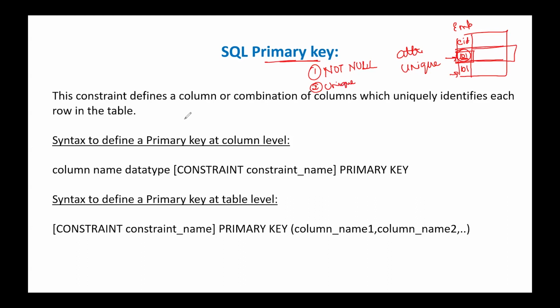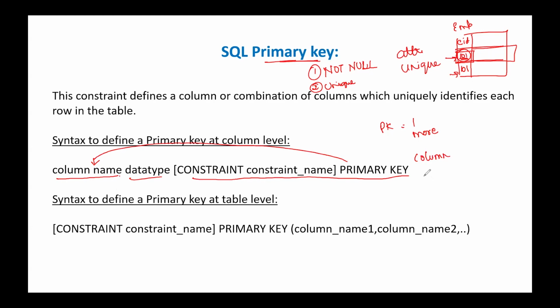These are the two main conditions whenever we are declaring a primary key. So what happens with the primary key constraint? This constraint defines a column or combination of columns which uniquely identifies each row in a table. So remember, a primary key can be a single attribute or it can be more than one attribute. A combination of two columns is also fine if you are declaring a primary key. Okay. So now the syntax to define a primary key at a column level. First I will declare the column name, then I will mention the data type, and directly I will mention primary key along with the column name, which means that this particular column is the primary key. So this is your column level declaration of a primary key.